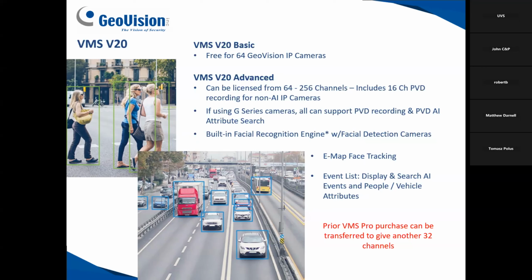So we have had the EMAP feature for a while. We've enhanced it even further to where if you have multiple facial recognition cameras throughout your facility, you'll actually be able to see the path that a person travels throughout that facility illustrated on the map in real time as that person is moving throughout the facility.